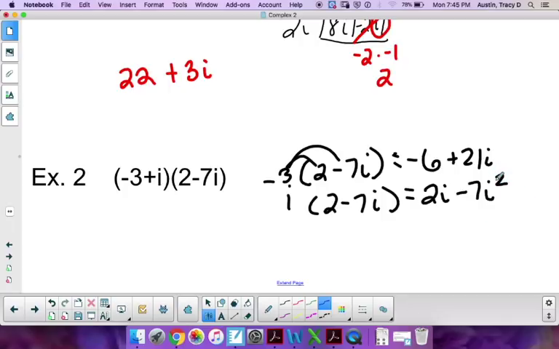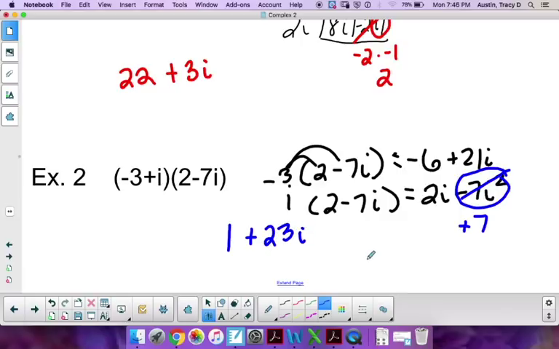Since i squared is negative 1, like I said, it's basically like negative 7 times negative 1. It takes this term and changes it to whatever the opposite sign is. So in this case, it's a positive 7. So I have negative 6 and positive 7, that's 1. And then I have 2i and I have 21i, so that's going to be 23i.